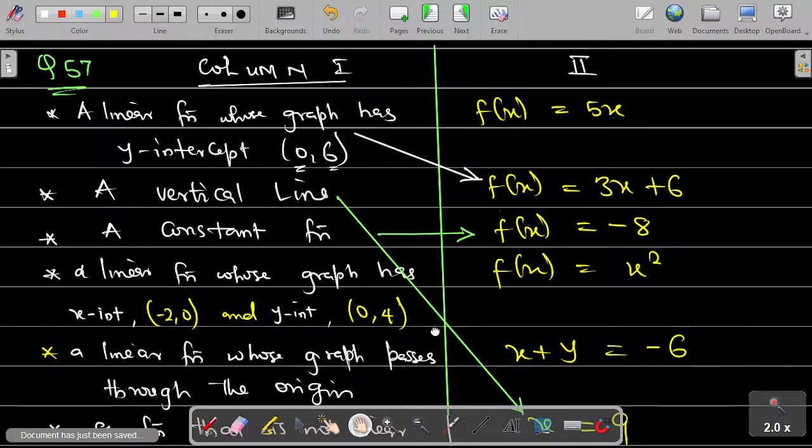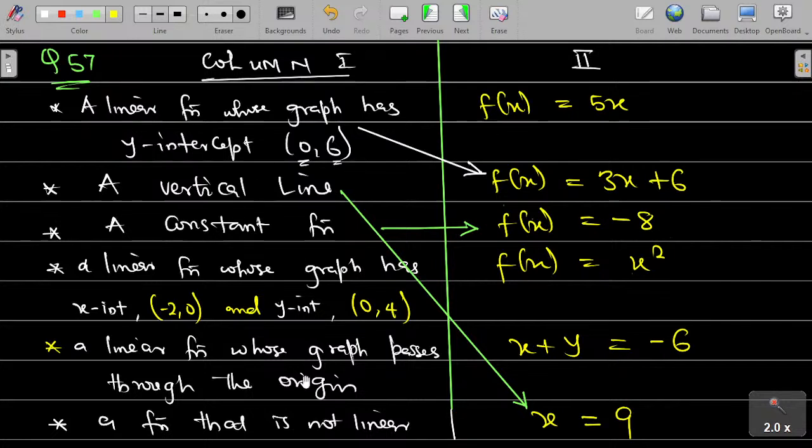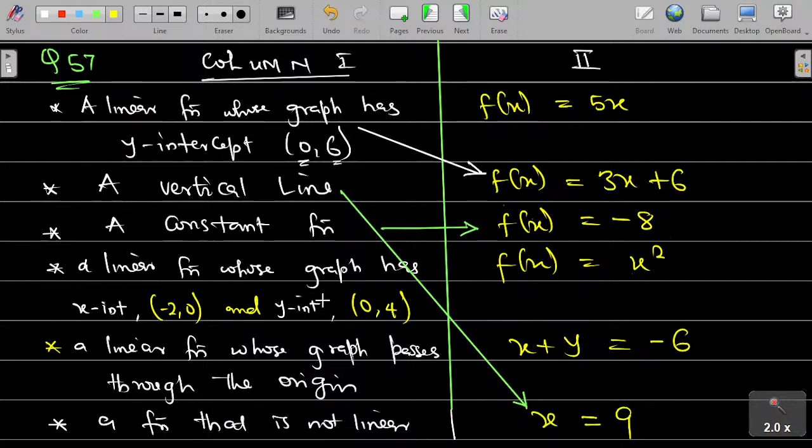And what is our conclusion? Our conclusion is that this person has no match. There is no function on the second column that satisfies the condition for this. So there is no match there. All right, so we move over to the next one.